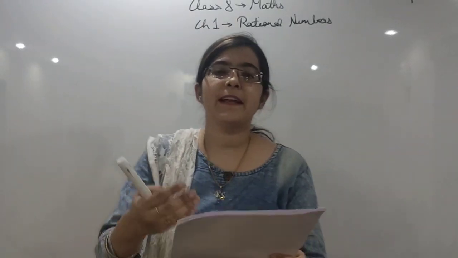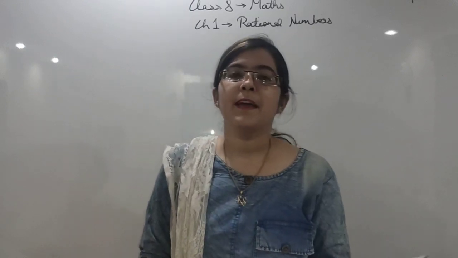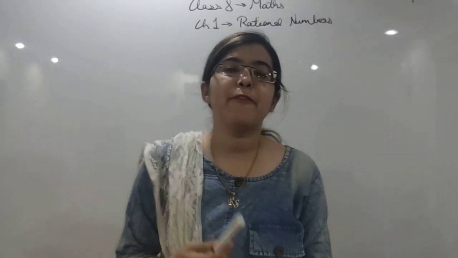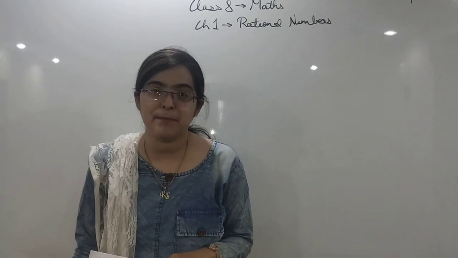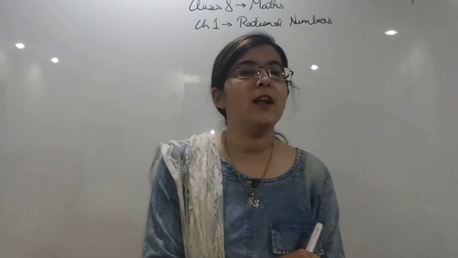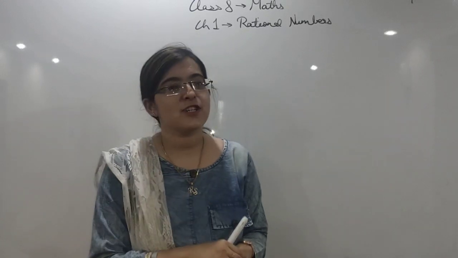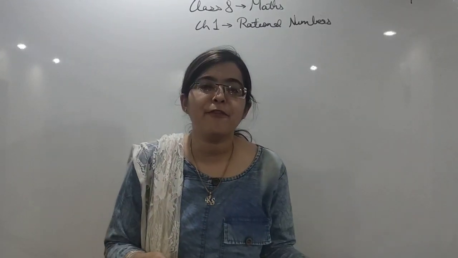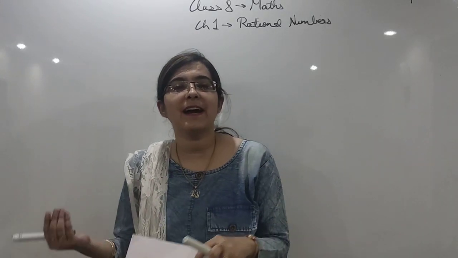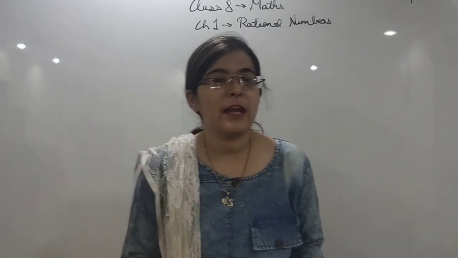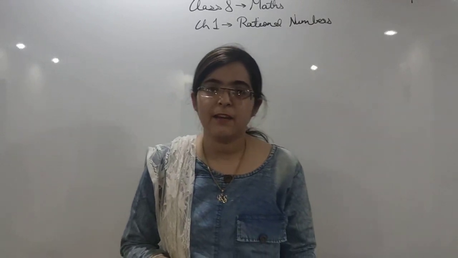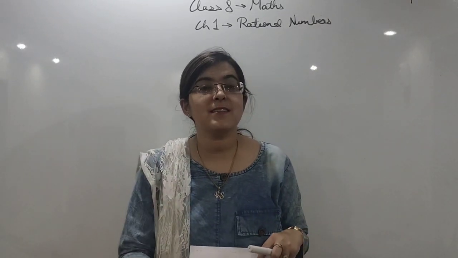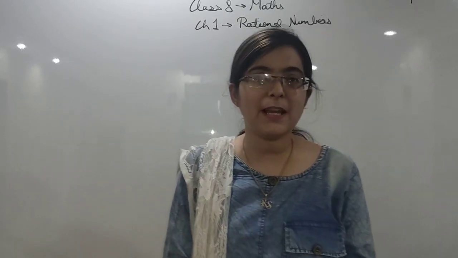All the students, read the topics which are given. In our last class we did the third topic, the definition of a rational number. Let's recall: how did we define a rational number? A number which can be written in the form of P by Q is called a rational number. For example, 2 by 3, 43 by 100, etc.